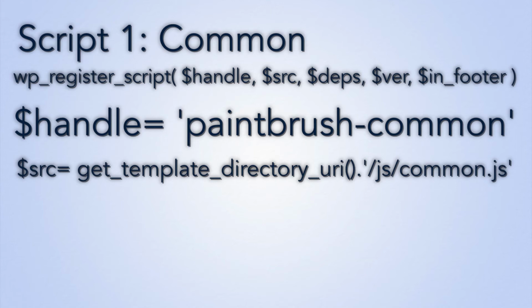Then after that comes the dependency parameter. Okay. And basically that says, does this script depend on any other scripts to run correctly? In this case, the common script does not. But later on, when we include the PaintBrush library, we'll have to specify that. So we're going to set this to false because we don't have any dependencies. Then comes the version.